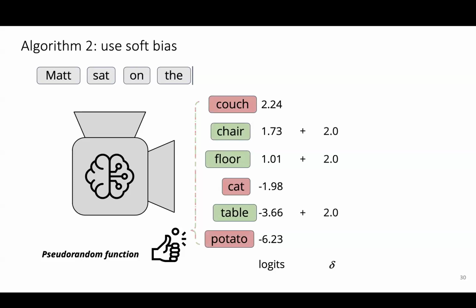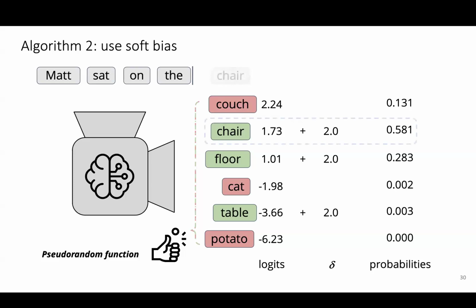So to solve this issue, they suggest rather than doing a hard green versus red, a soft bias. So what we're going to do is, we're not going to insist on using the green words, but we're going to push up the probability of using the green word a little bit. So couch might still end up getting used, but the probability of chair is now going to be higher than the couch because we've pushed up the probability.